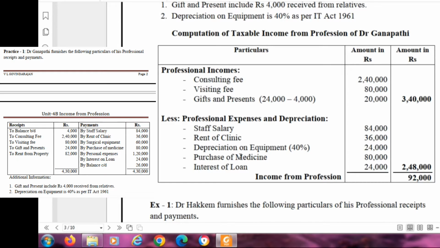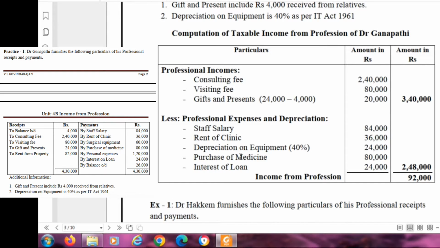Okay. Less professional expenses and depreciation. What are the expenses? Staff salary. It's a professional nature, so deduct it, 84,000. Next, rent of clinic, also professional nature. Surgical equipment, it is an asset, so we have to charge only depreciation on equipment. What is the rate given? 40%. So depreciation on equipment, 40%. Only allowed as expenditure. Purchase of medicine, as a doctor, purchase of medicine is professional expenditure, so deduct it.